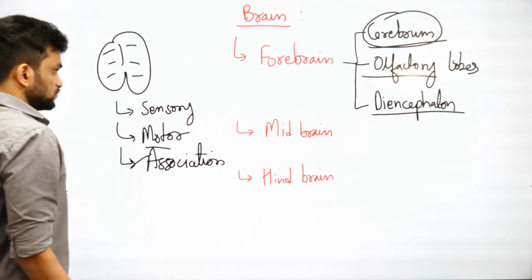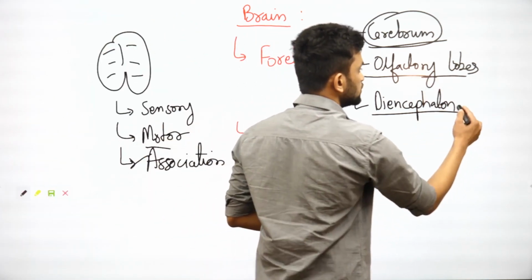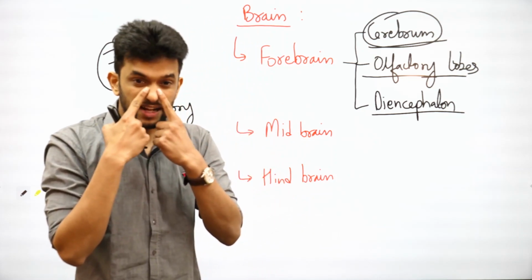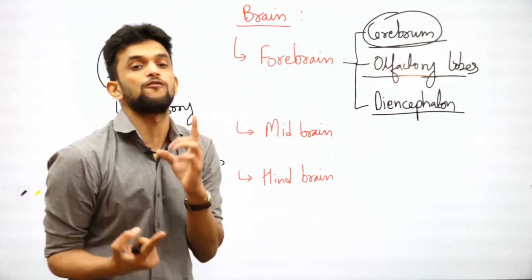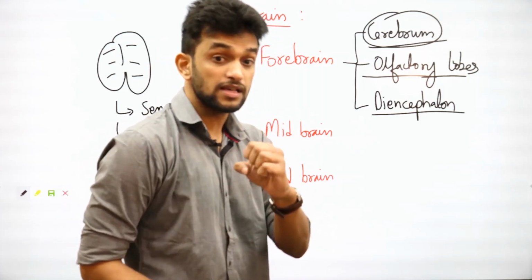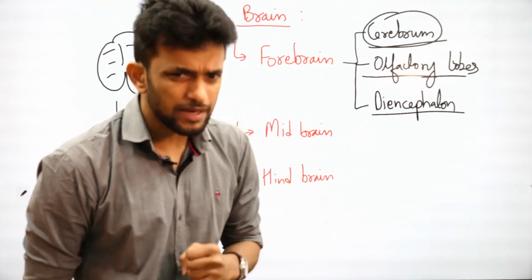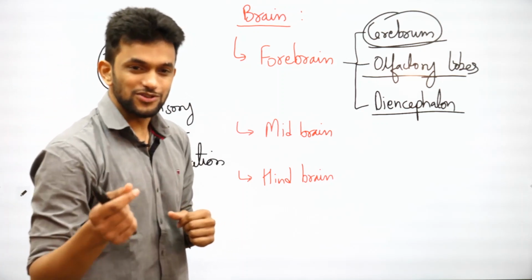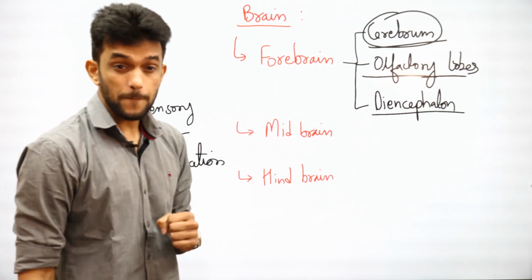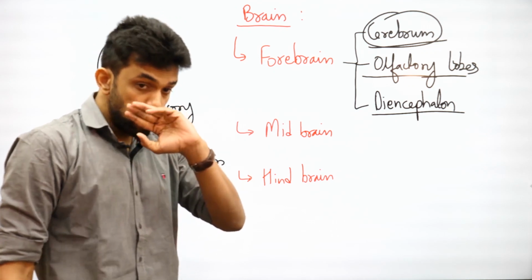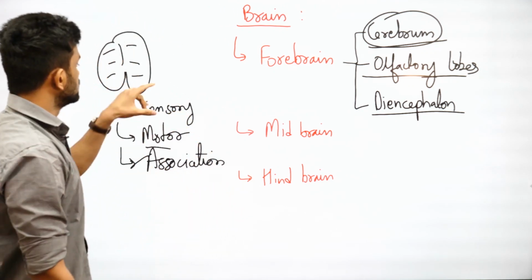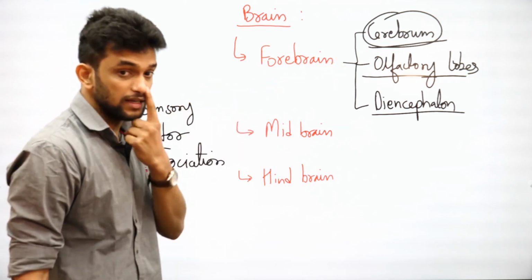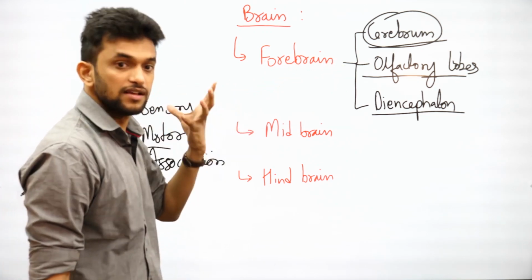Okay. What do olfactory lobes do? Smelling. Olfactory lobes means smelling. In biology, olfactory means smelling. What does pulmonary mean, please? There are certain terms which you need to know. What does pulmonary mean? Related to lungs. So olfactory means related to smell. So forebrain has smell centers.